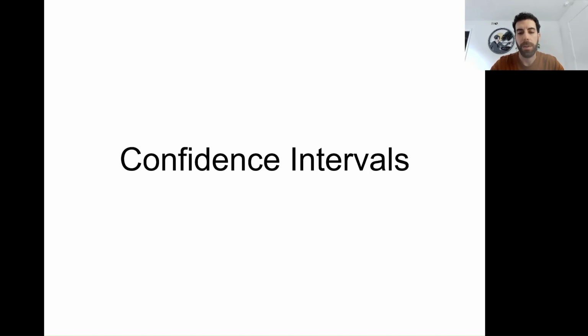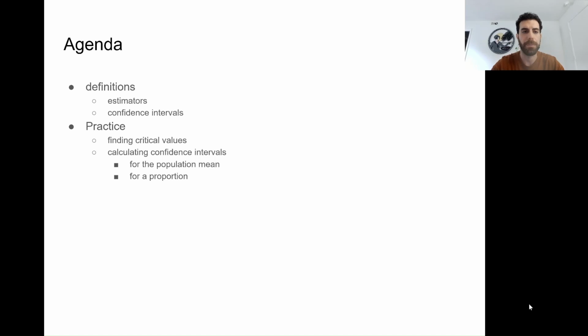And without any further ado, the last content we'll cover for this semester is confidence intervals. So we're going to start out, as usual, going over definitions, first of estimators, then of confidence intervals, and then we have a couple practice problems for you. Before diving into those practice problems, one for the population mean, one for a proportion, we're going to go over what critical values are and how they relate to confidence intervals, using the example from last lecture, the blackjack example.